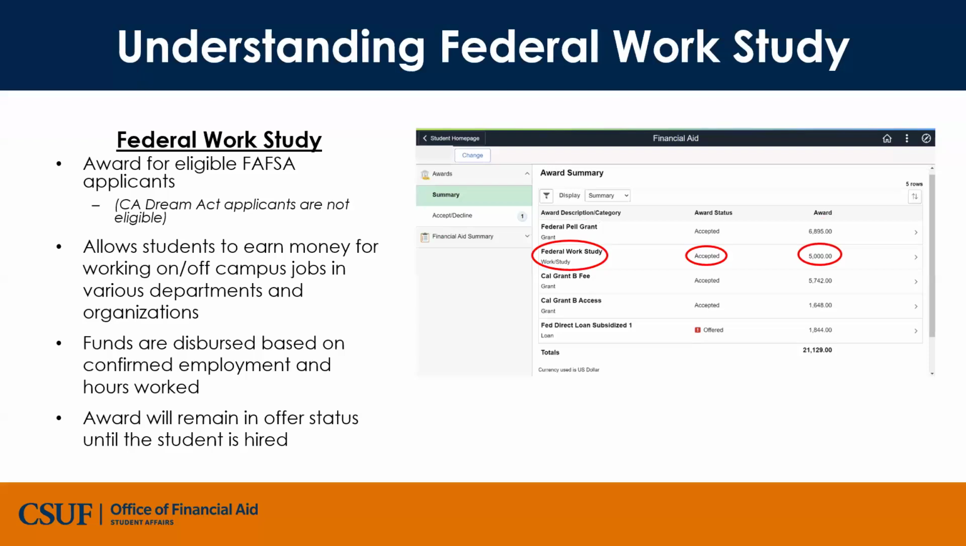Next, we'll be discussing Federal Work Study. The Federal Work Study award is for FAFSA applicants and allows students to earn money by working on-campus or off-campus jobs for various departments and organizations. Funds are dispersed based on confirmed employment and hours worked. The award will remain in offer status until the student is hired. Something to keep in mind is that California Dream Act applicants are not eligible for this type of funding.